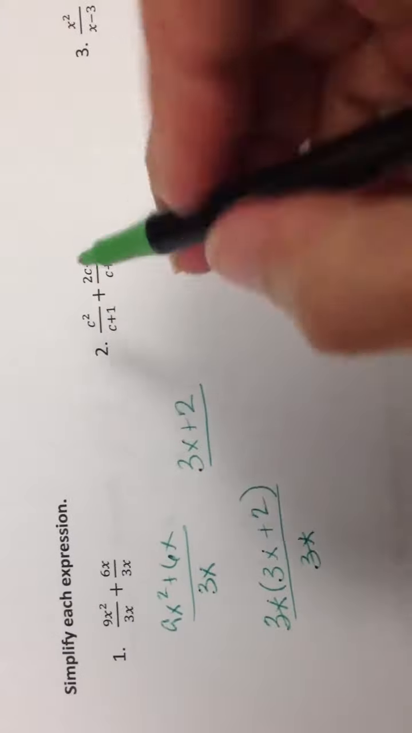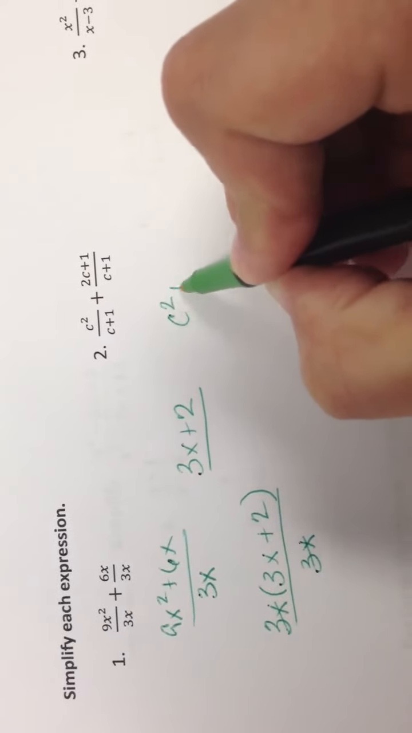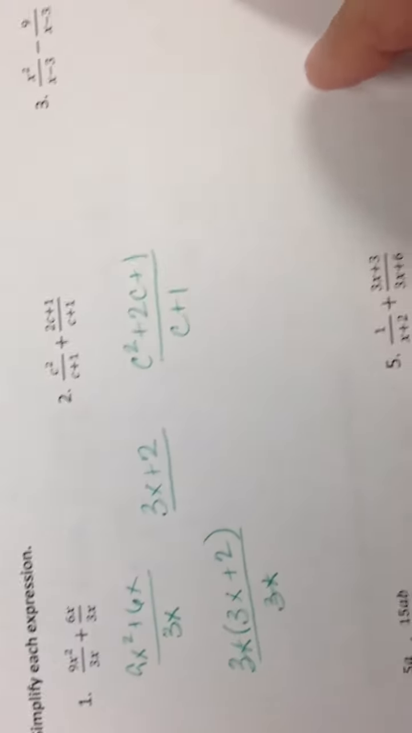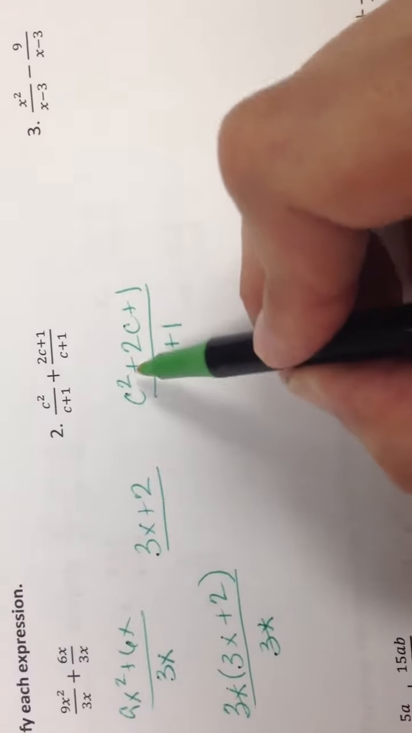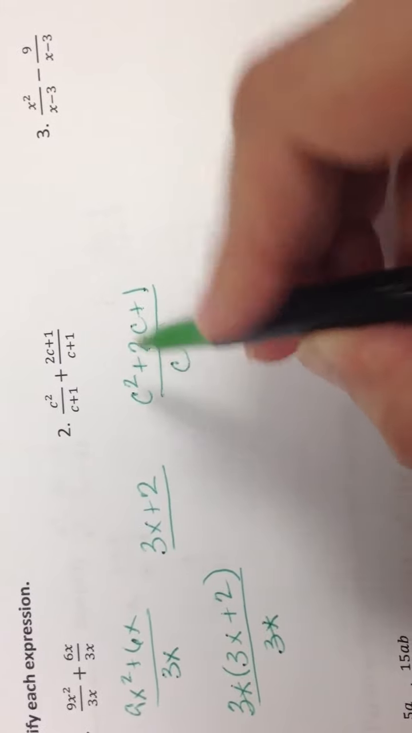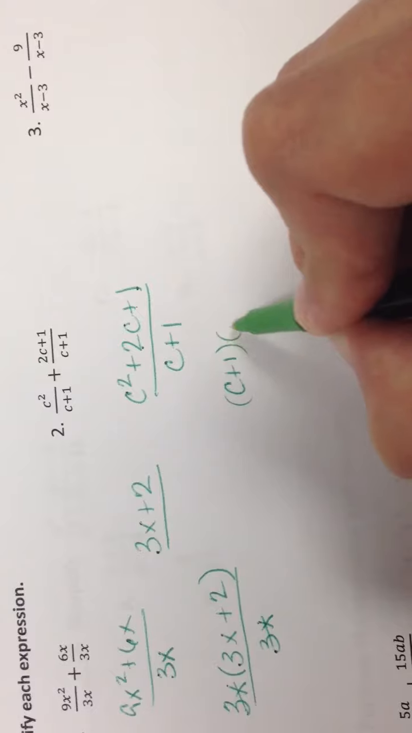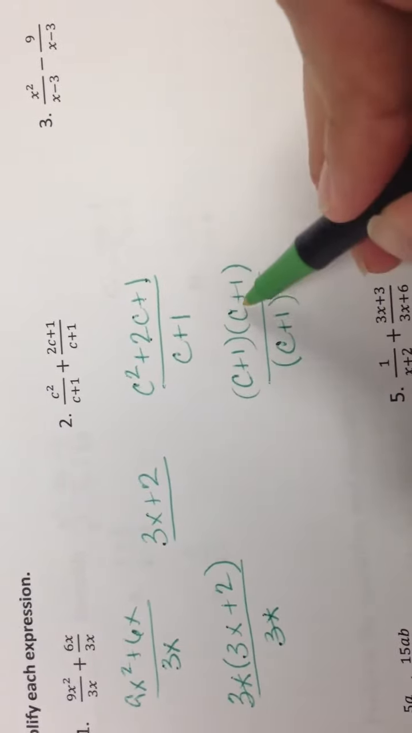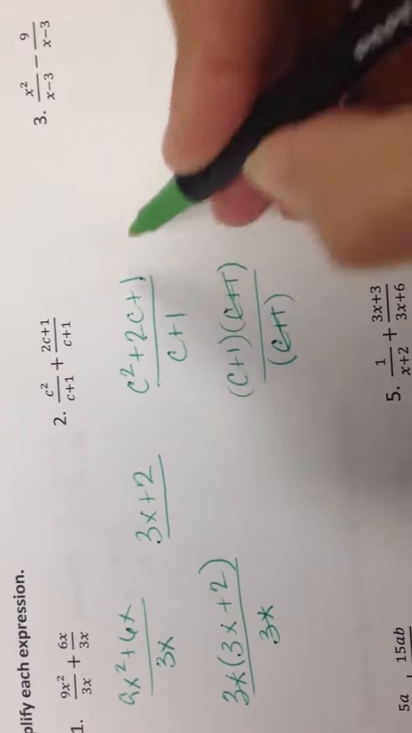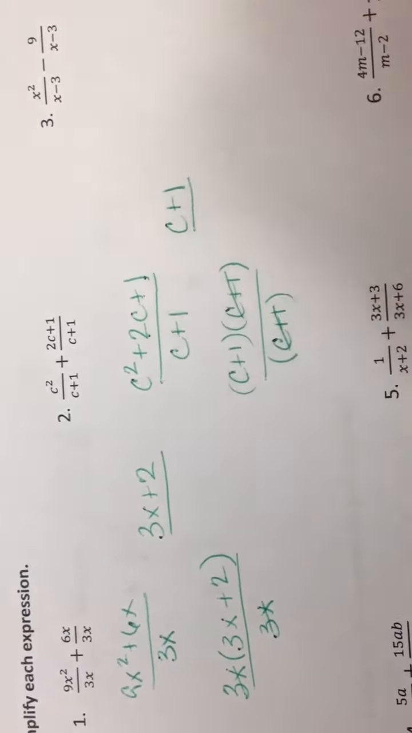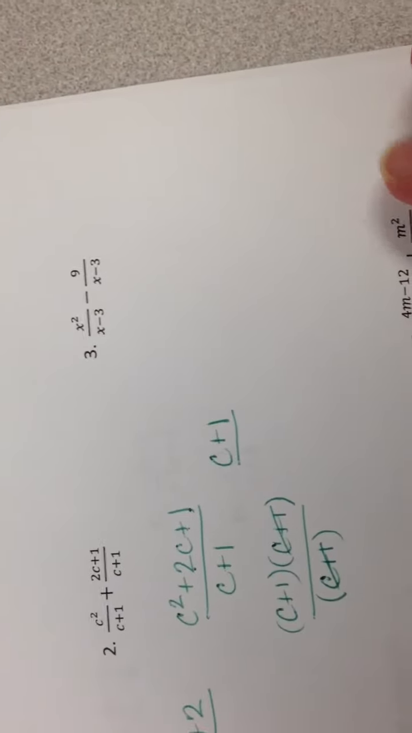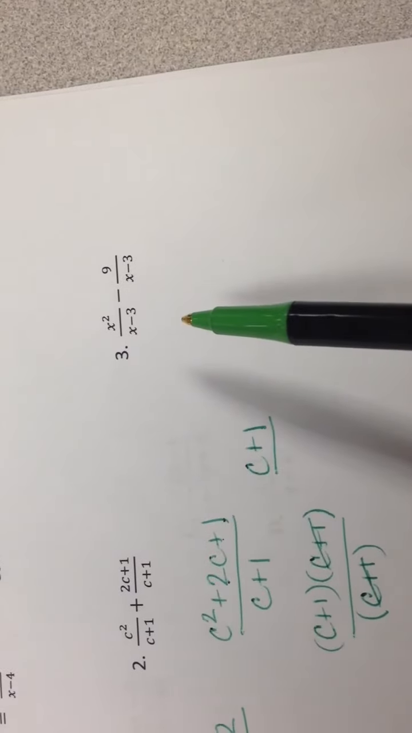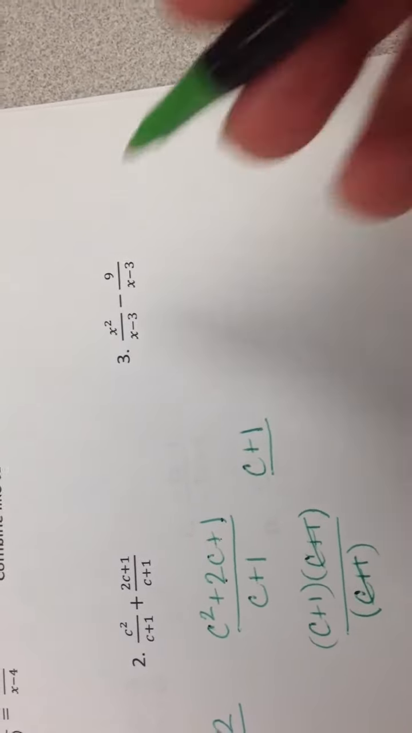On number 2, we do have a common denominator, so I'm going to add the numerators. The numerator is not in factored form, and that's going to be my factors of 1 that add up to 2, which is c plus 1 times c plus 1. And anything divided by itself is 1, so I can cancel one of those out, leaving me c plus 1. What I suggest here is let's go ahead and try to work the problem on your own, hit pause, and then come back on and you can check your work.